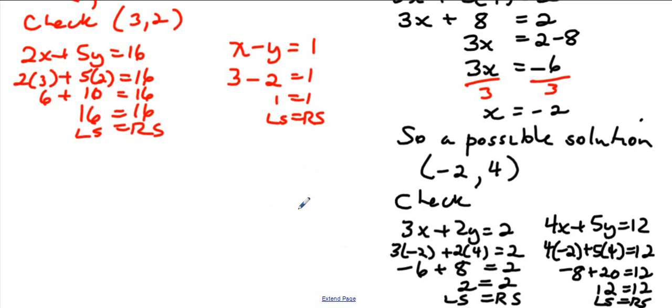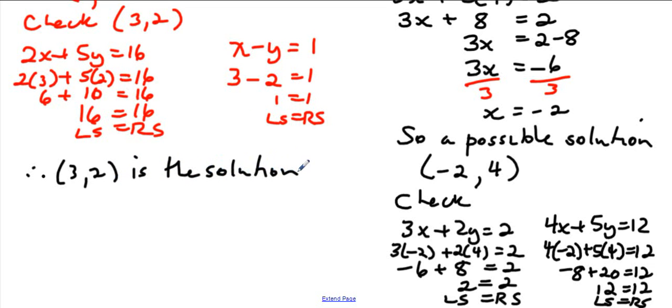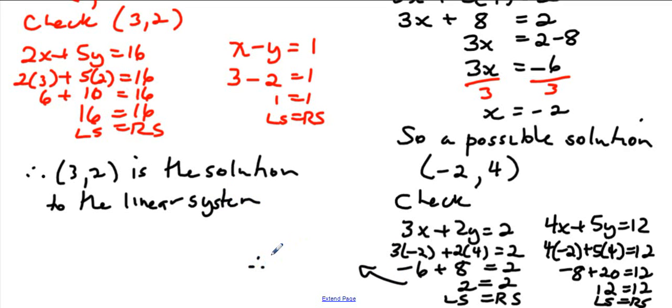So we can conclude. Oh, I think I forgot to conclude over here. Therefore, let's just put that in. 3, 2 is the solution. I'm back to this previous one, to the linear system. So I'll just throw that in now. And then this one, therefore, negative 2, 4 is the solution to the linear system. Okay.